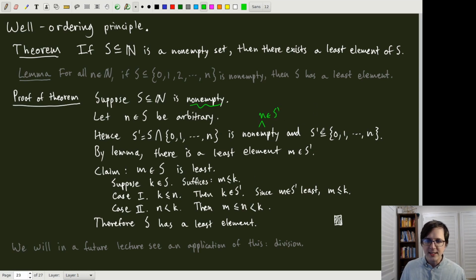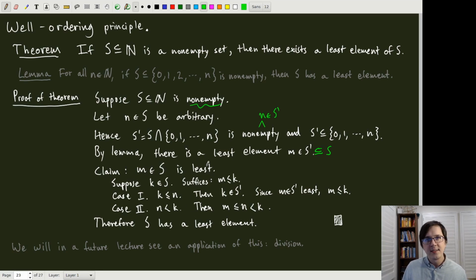And also we know that S prime is a subset of the second thing that we intersected with. So by this lemma, we can immediately apply it and conclude that there's a least element M for S prime. It might not be a least element for S itself, and that's what we need to show next. But I should mention that S prime, of course, is a subset of S also, because S is the first thing being intersected. So M is an element of S. The claim is that M in S is least.